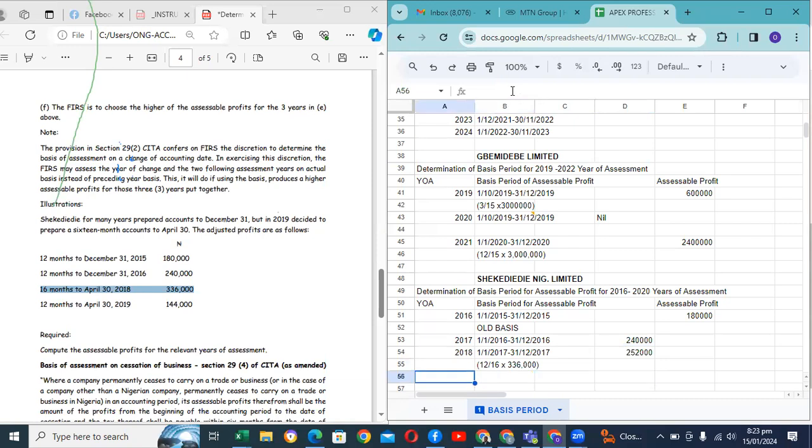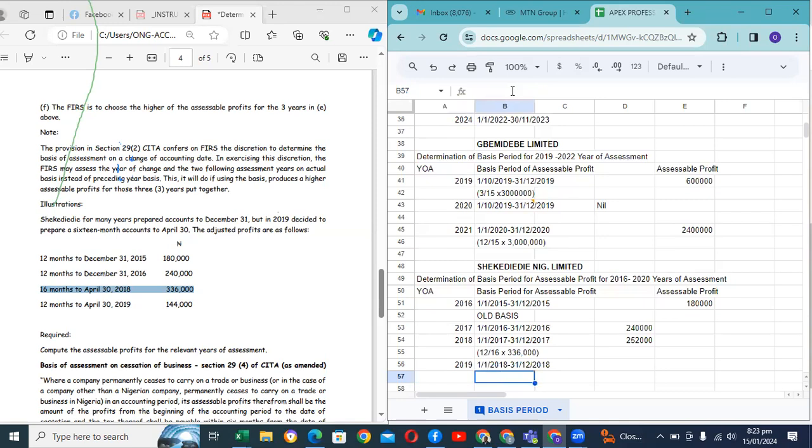252,000, Abby. Yes, sir. Then we have 2019 year of assessment. You still pretend as if nothing happened, Abby. 1/1/2018 to 31/12/2018. How many months are remaining of these 16 months? 4 months. So you pick your 4 months first. 4 over 16, Abby.